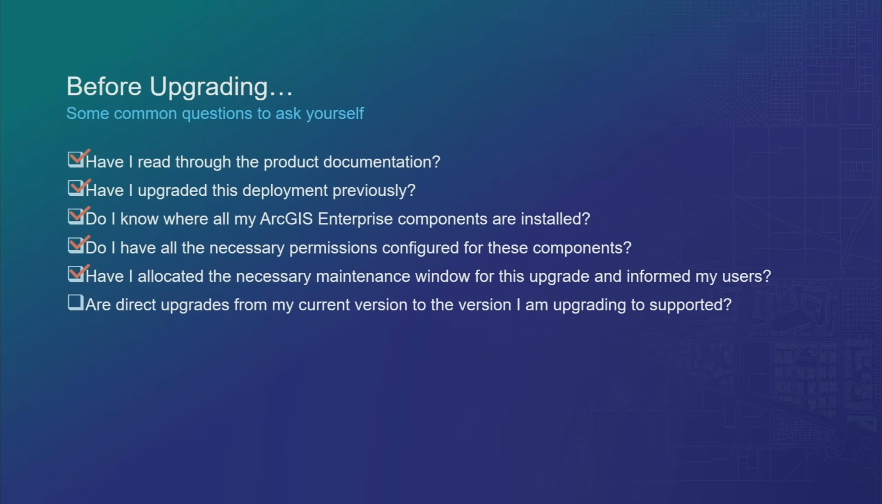Are direct upgrades from my current version to the version I'm upgrading to supported? So next, you'll need to consider if you can go straight to the version you want to upgrade to. Not every single version of Enterprise supports upgrades directly to the latest release. So if you are using a fairly older version of the software, you may want to do what we call an interim upgrade, where you upgrade to a version in between the one that you are at and the one that you want to go to. So check what will be necessary in the product documentation.